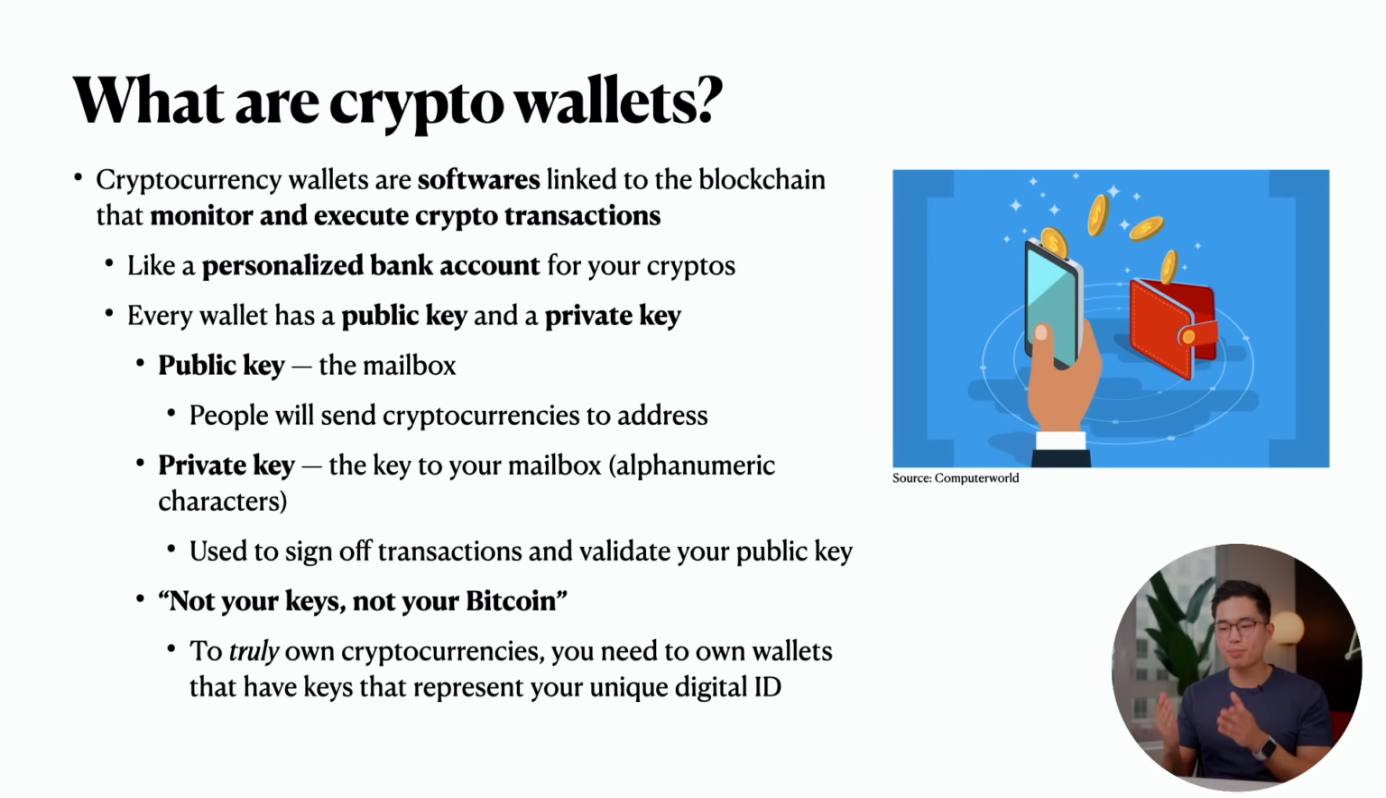Now, on the other hand, there's the private key, and this is basically the key to your mailbox. The private key is going to allow you to sign off your transactions and validate your public key. So if it's not your keys, that means it's not your Bitcoin. So to truly own cryptocurrencies, you need to own the wallets that have the keys that represent your unique digital ID. If you want to actually hold your crypto yourself and manage it yourself, you're going to need an actual hard crypto wallet. And that's a little bit different from the apps like Coinbase and Robinhood, where they basically securely manage the rights to your private keys. We'll definitely talk more about that in the upcoming slides.